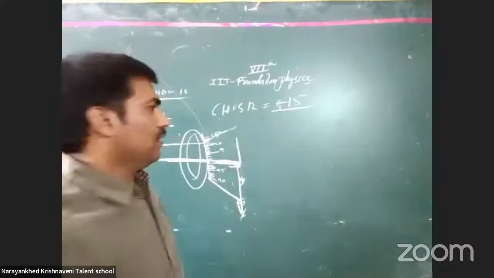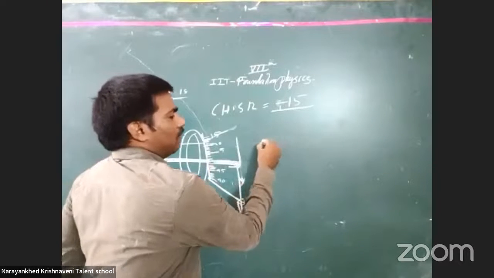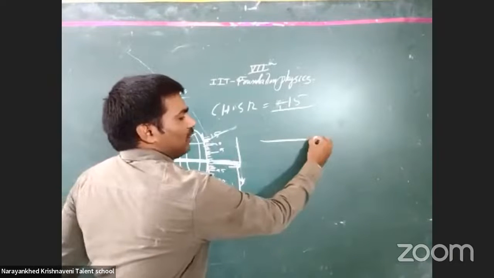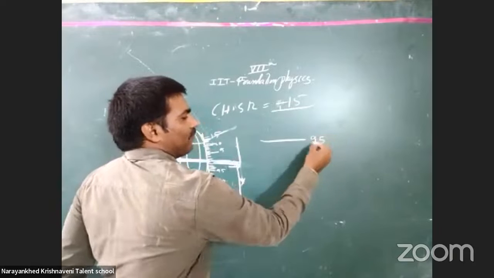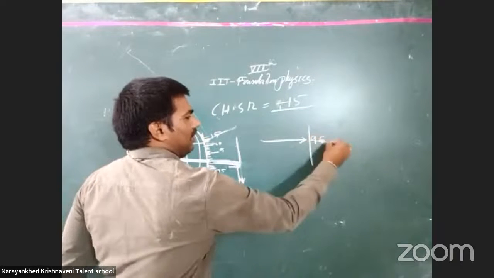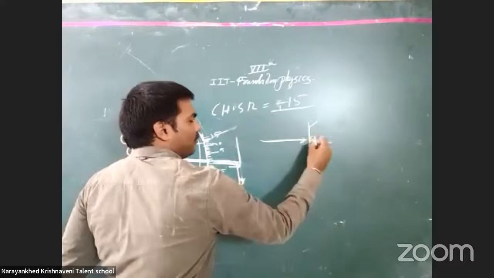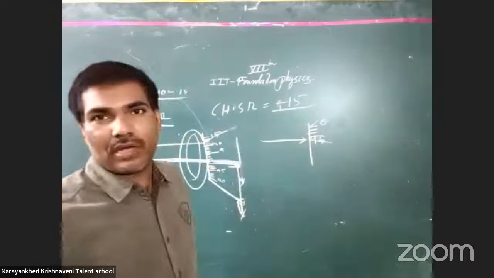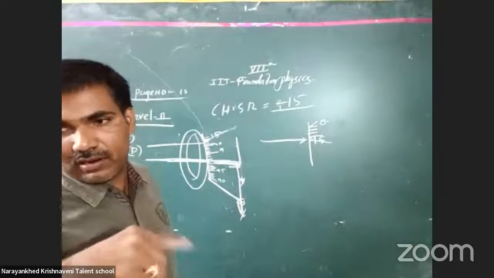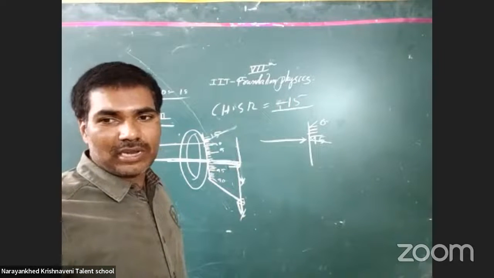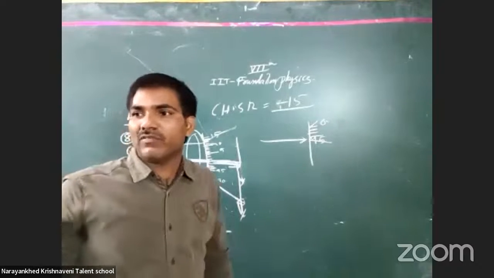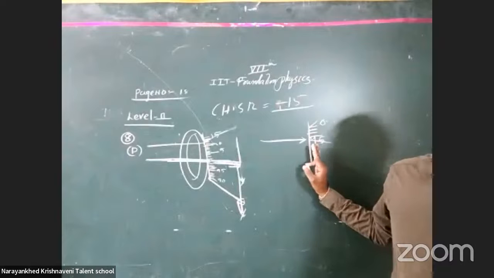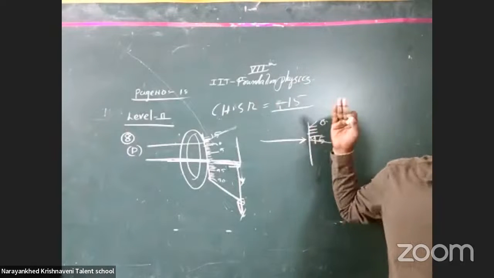What is that question? Suppose the principal axis on the main scale reading coincides with the 95 on the circular scale division. At that time, where is our zero? Our zero is here, above the principal main scale axis. Now, which type of zero error is it? Yes, it is a negative zero error.